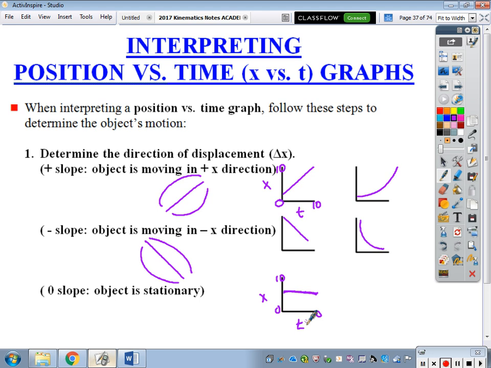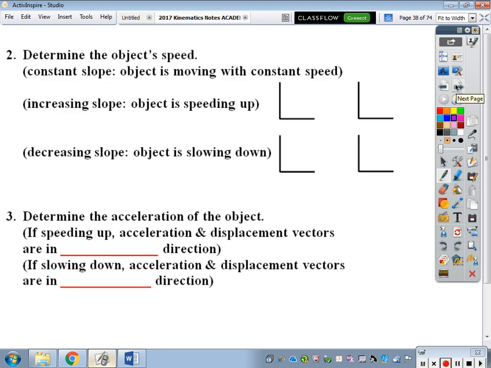So that's position versus time and figuring out displacement. The next thing we need to do is figure out the object's speed. Is the object at a constant speed, or is it going to speed up, or slow down? Now, an object moving with constant speed is going to have a constant slope.